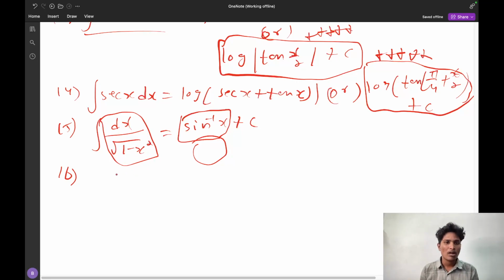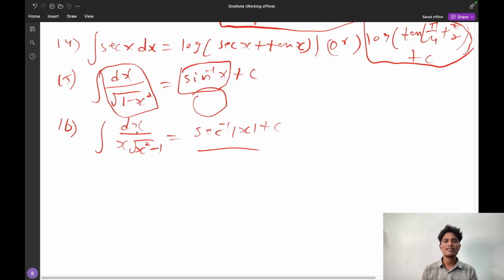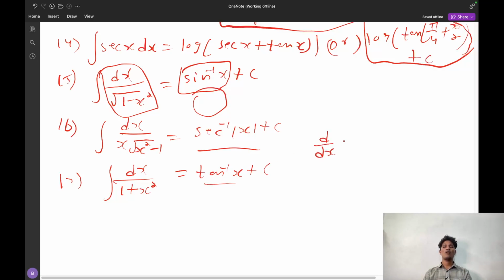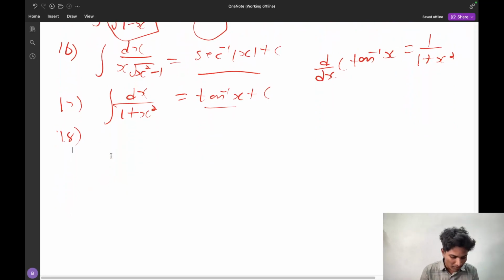And next one is, what is the integration of dx divided by x root x square minus 1? What is the answer? It will be secant inverse x plus c, because the differentiation of secant inverse x is 1 divided by x root x square minus 1. And next, the 17th one, integration of dx divided by 1 plus x square. You already know it is very easy. That is tan inverse x plus c, because d by dx of tan inverse x is equal to 1 by 1 plus x square. Now the 18th one, very important.